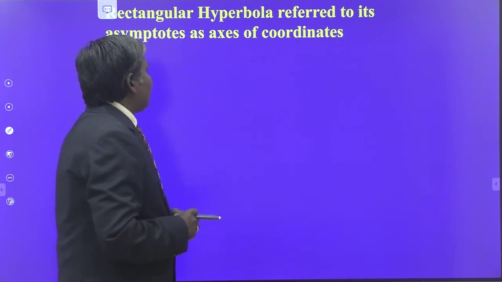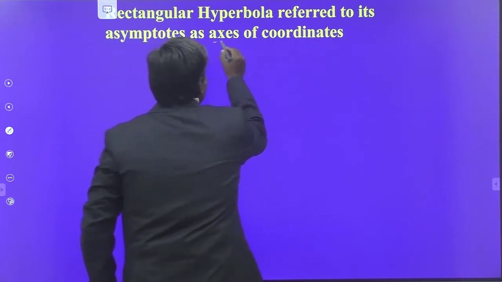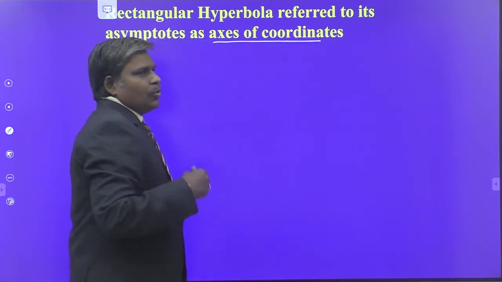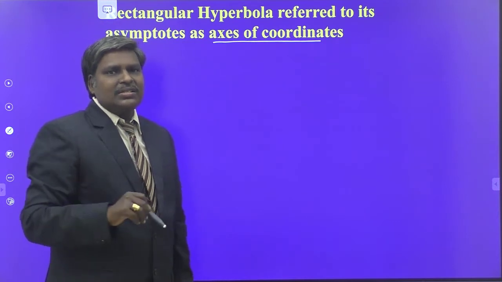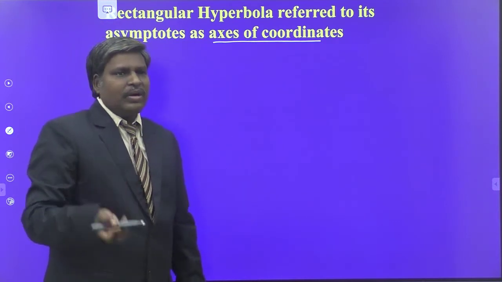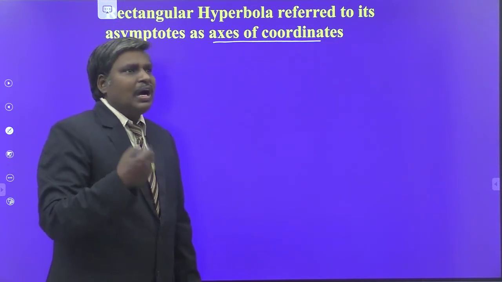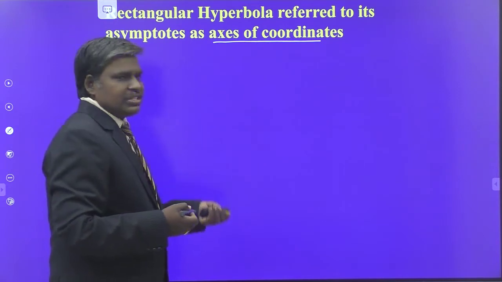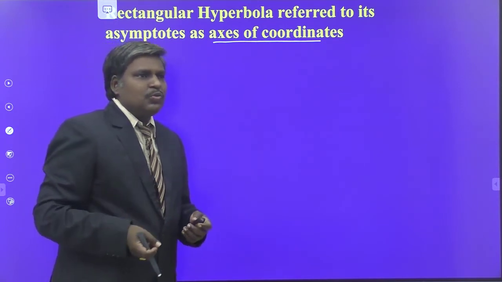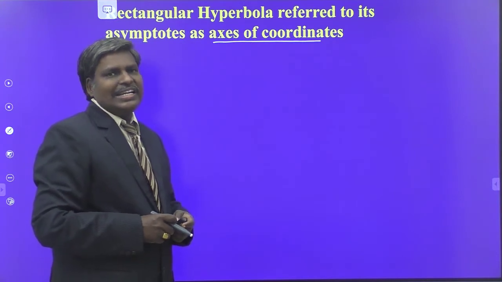Now, the rectangular hyperbola referred to its asymptotes as the coordinate axes. So, the coordinate axes are the axes of the rectangular hyperbola. Then, what about its equation? It's called the standard equation of the rectangular hyperbola. After getting the standard equation, let us move to the properties of the rectangular hyperbola which is in the standard form.